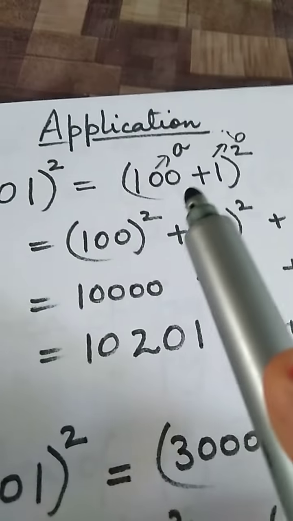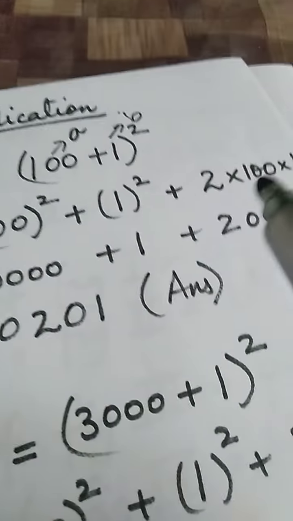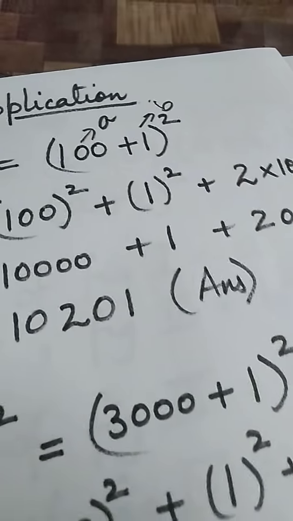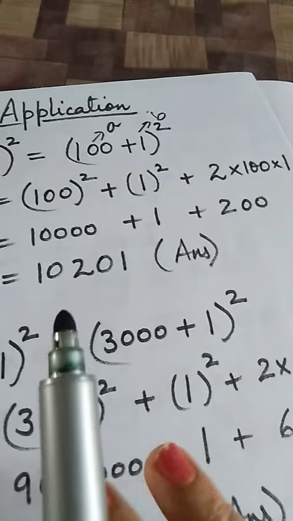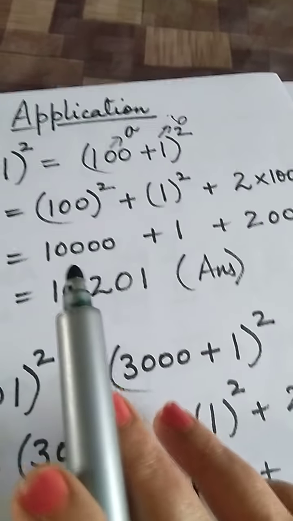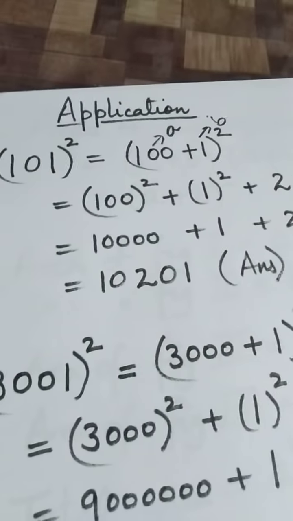Now see, 100 square is so easy. Yes, it's 10,000. 1 square is 1 and 2 into 100 into 1 is 200. Now just add them. You don't have to go through that tedious process of multiplication. It's 10,201. Straight away you get there. You can do it mentally, children.